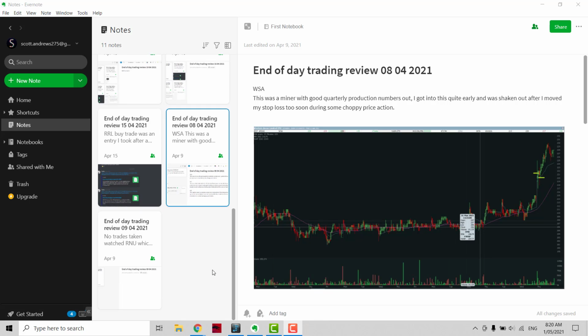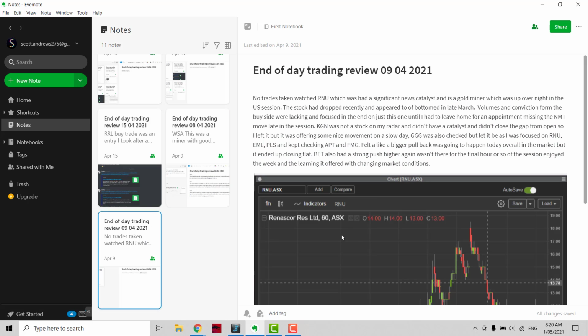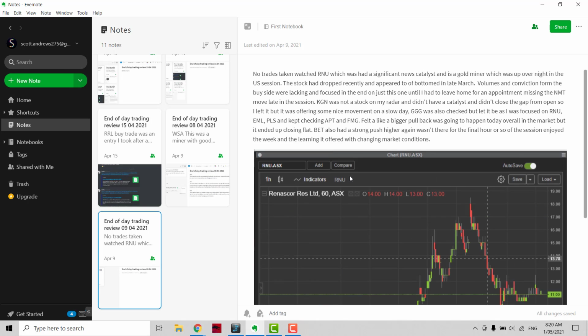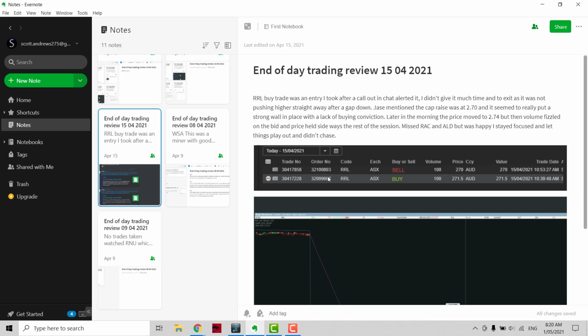I've been focused on a few work projects, and I've been focused on refining the day trading strategy. To be fair, I'm quite new to this. I would have shown you this, and this is another one, but I didn't actually take a trade on this with RNU. So let's go to the next, RRL. This is probably an end of month review. As you can see, there was a little bit of a gap between sessions.